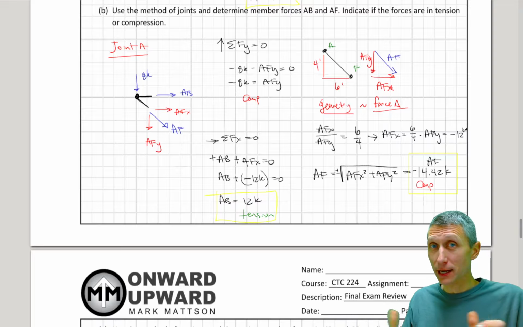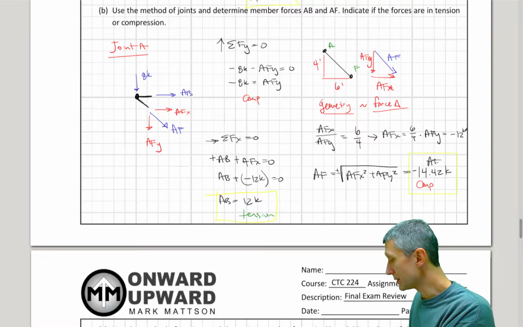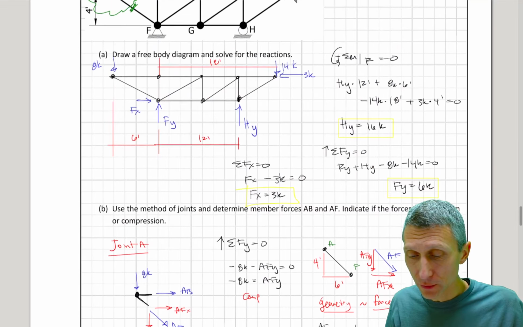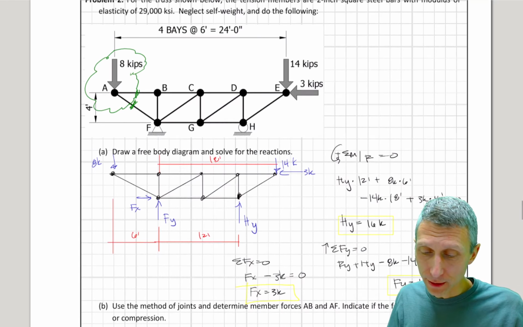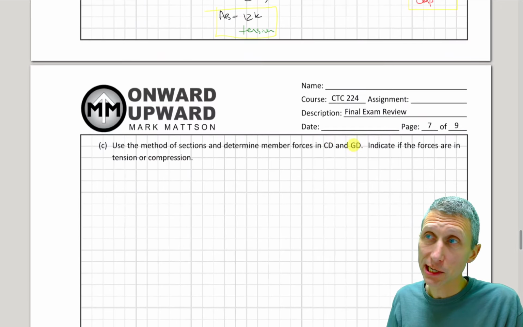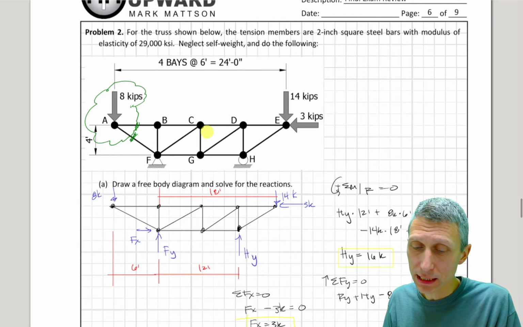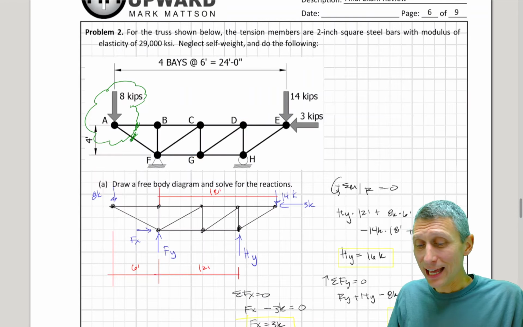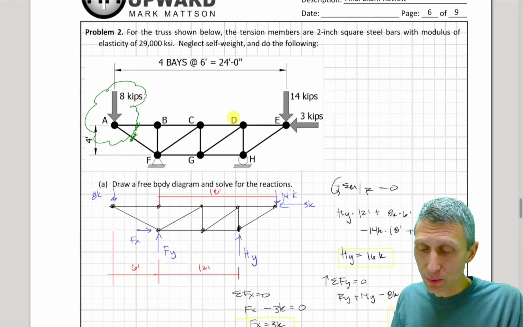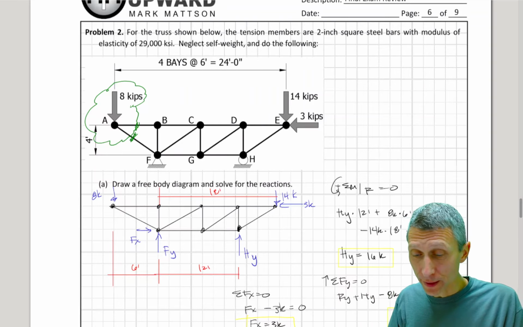The next part that I'd probably give you is something where you have to do method of sections. Now, method of sections, if we come back up here, actually, let's go to the problem statement real quick. But CD and GD are the two next forces that I want here. So if we think about this, CD and DG, we could do method of joints and just brute force our way across and brute force our way across down here. I'm not going to. I'm going to use method of sections.